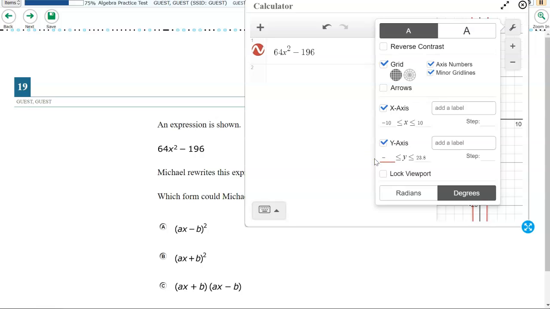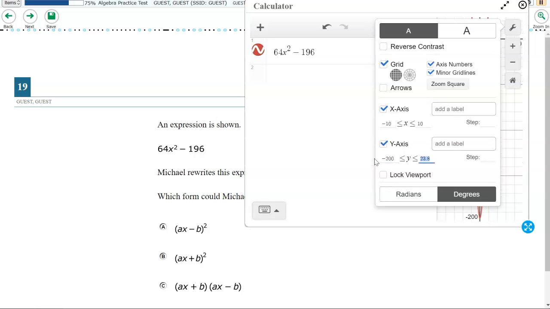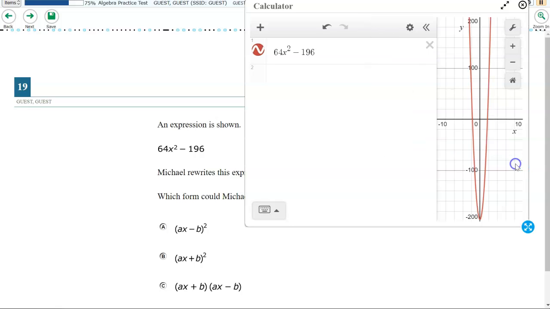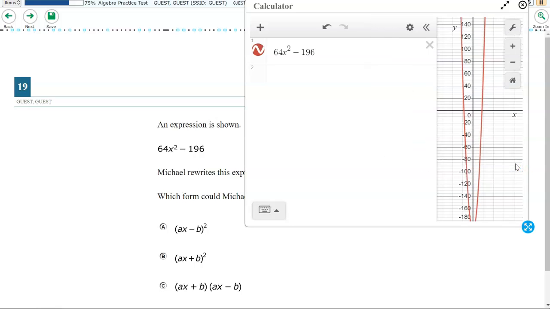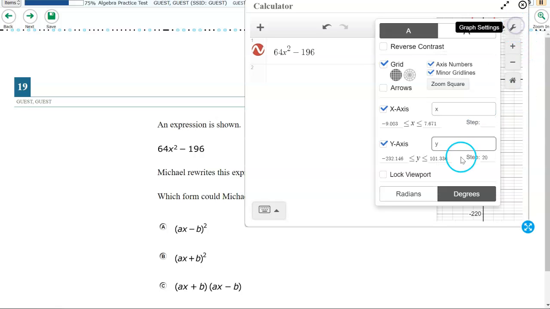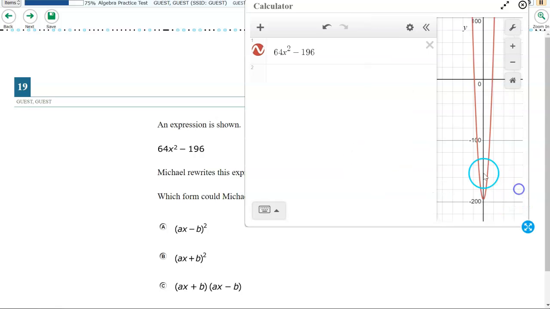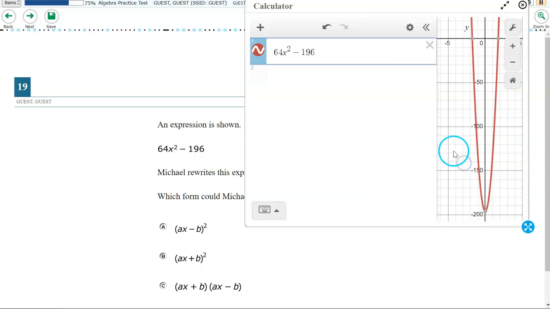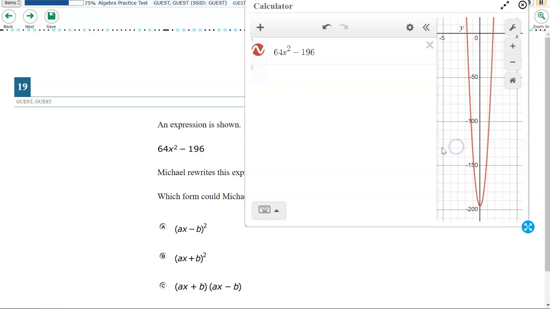So I clicked on the wrench. I'm going to do negative 200 to 200. And for my step, I'll count by 20. And I think that's going to work for me. Let's just call this x and y, and I'll leave it alone. All right, this looks better. Maybe I don't need to count by 20. I don't know. Let me just take out this step. It kind of makes it look better if you don't use those steps most of the time. All right, this looks great.